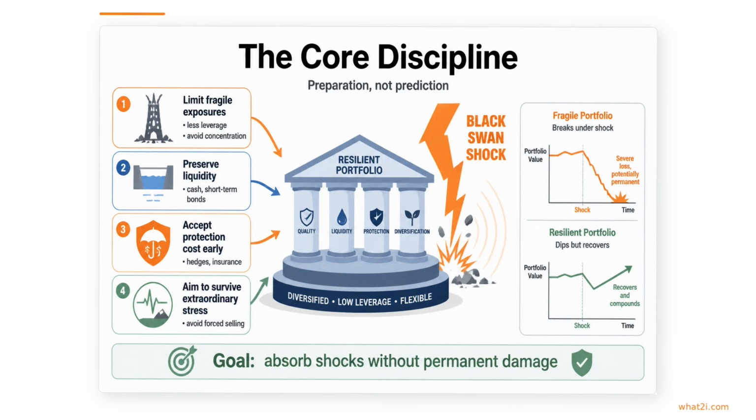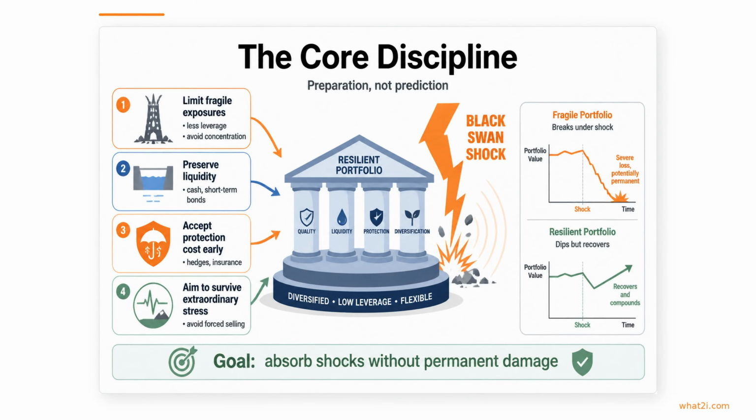That means limiting exposures that can break under stress, preserving liquidity, and accepting the cost of protection before the crisis arrives. It also means aiming first to survive extraordinary conditions without permanent damage or forced selling. Investors who remain intact after a shock still have choices, capital, and time. In the end, black swan preparation is not about calling the next disaster correctly. It is about making sure one disaster does not end the game.